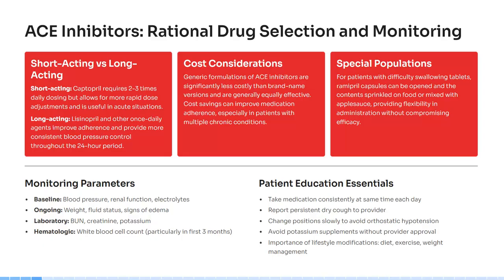You have long acting like lisinopril and the others that are only once a day. It improves patient adherence because they only have to take it once a day. And then it provides more consistent blood pressure control throughout a 24-hour period. Think about the cost, of course. Remember, generic formulations, of course, are going to be much cheaper. If your patient can afford it, they're probably going to take it. Think about your special populations, like if your patient can't swallow and you need something that you can open and sprinkle, like Ramipril.